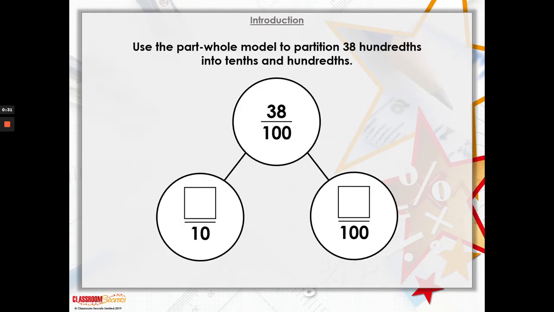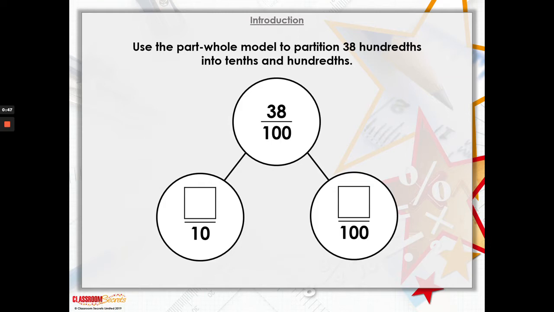So as an introduction, just to see what you learned from yesterday, I would like you to use the part-whole model to partition 38 hundredths into tenths and hundredths. Okay, we did do this yesterday. It's just a little bit of a revision, a recap, just to see if what you learned yesterday has sunk in.